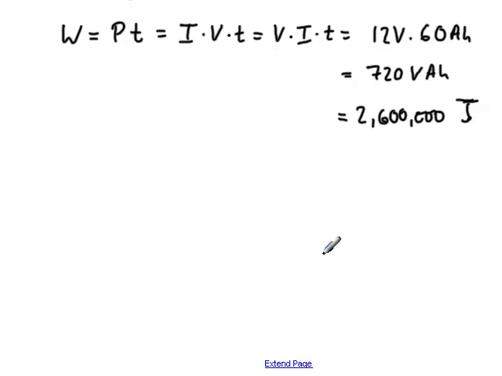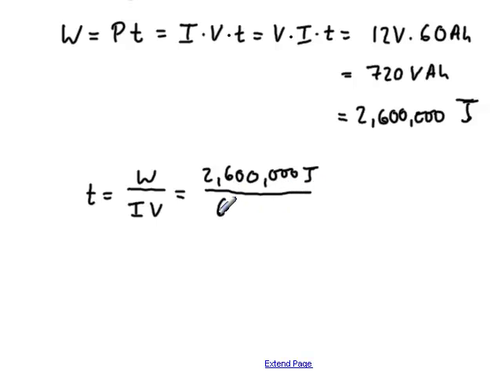And now I'm going to say, well, what's the time then it will use to drain at 6 amps? Well, I'm going to find time using this equation here, and of course that is work, the amount of work that the battery could deliver, divided by the current and the voltage, and that would be 2,600,000 joules divided by the current of 6 amps and the voltage of 12 volts. And when I calculate that out, I come up with 36,000 seconds.